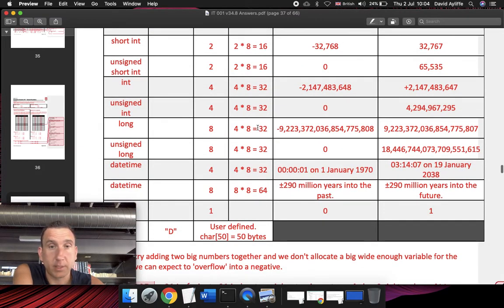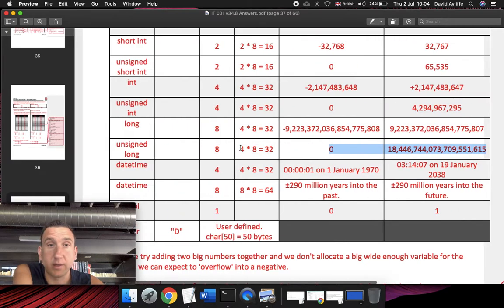Long, okay, so this is a 32-bit wide number. This is signed, so that's very big. Minus 9, crikey, what is that? Quadrillion or something? Unsigned long, a very, very big number. But again, the same width, still 32 bits wide, but it starts at 0.